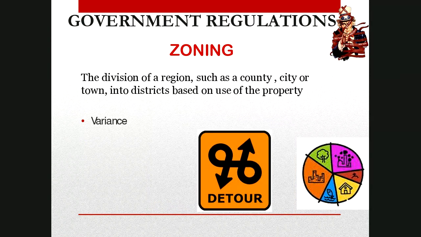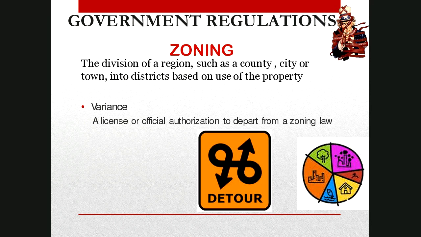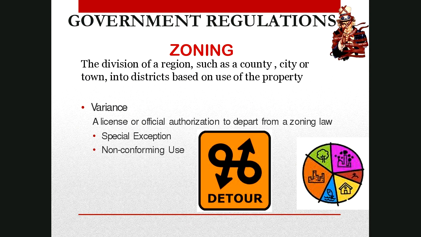However, from time to time, someone wants to do something different within a zone. So let's say they want to have a residential building in a commercial area or a commercial area in a residential zone. If that happens, they ask for what's called a variance. So a variance is just permission or authorization from the city or county or whatever jurisdiction you're in to depart from the zoning law. So there are two kinds of variances. One is called a special exception, the other a non-conforming use.